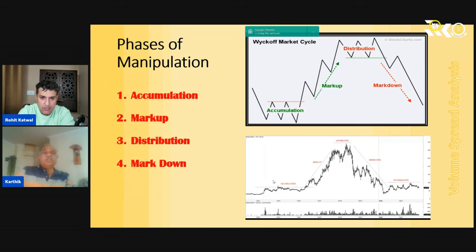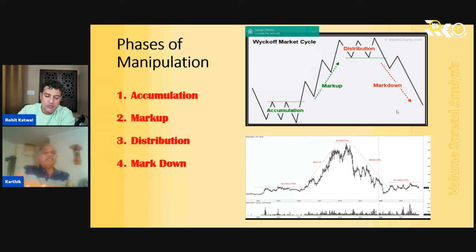So the manipulation has got different phases, you can say. One is the accumulation, then the markup, then there is a distribution and markdown. Of course, nowadays people have different names for this. Stage 1, Stage 2, you must have come across. Mark Minervini calls it Stage 2, Stage 3, like that.